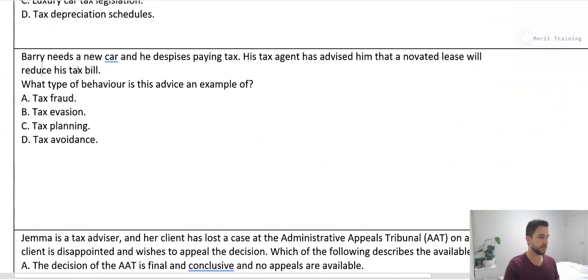Okay, next question. So Barry needs a new car and he despises paying tax. His tax agent has advised him that a novated lease will reduce his tax bill. What type of behavior is this an example of? Tax fraud, tax evasion, tax planning, or tax avoidance?